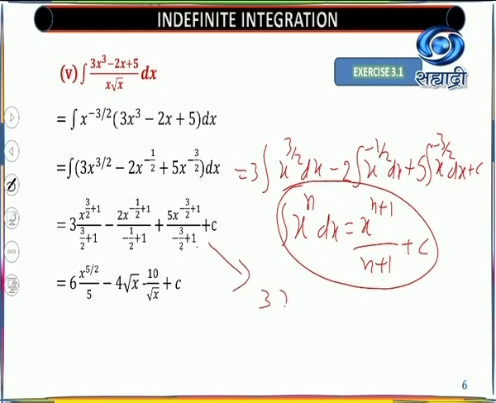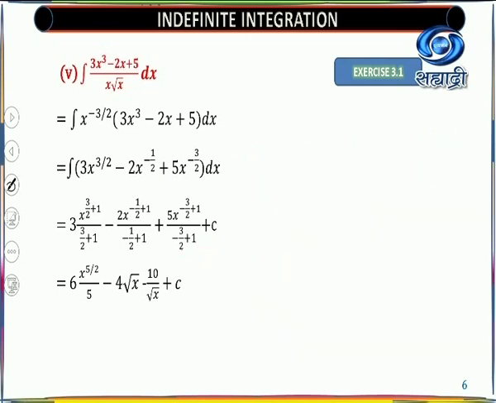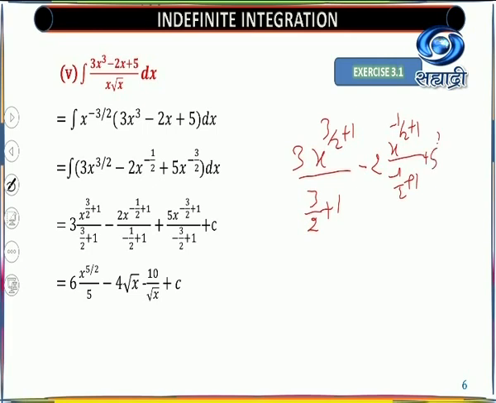This gives you 3 into x raised to (3 plus 2) upon 2 minus. Now here also you are having 3 plus 2 in the denominator upon 2. Now look at here. You will get this as 2 into x raised to minus half plus 1. Simplify this properly. 3 into x raised to 3 by 2 plus 1 upon 3 by 2 plus 1. Okay. Now minus 2 into x raised to minus half plus 1 upon minus half plus 1 and then you will get plus 5 into x raised to minus 3 by 2 plus 1 upon minus 3 by 2 plus 1.